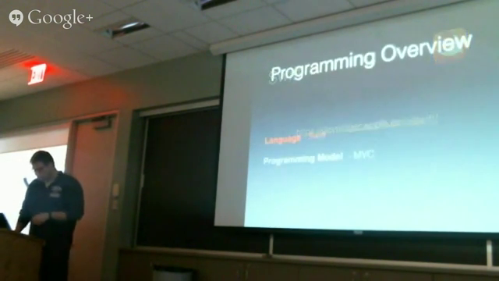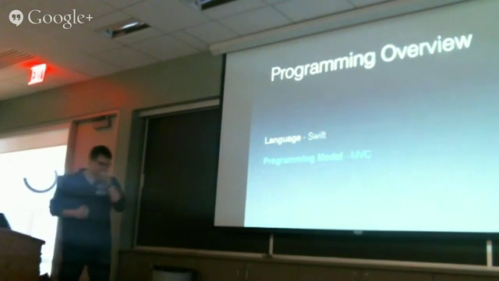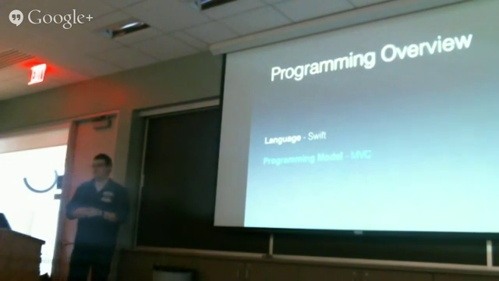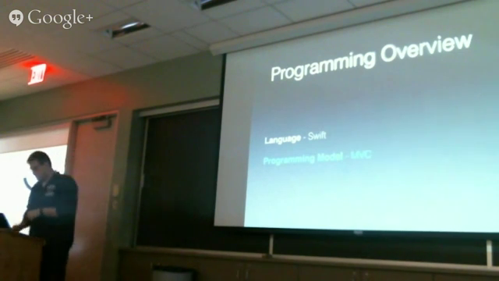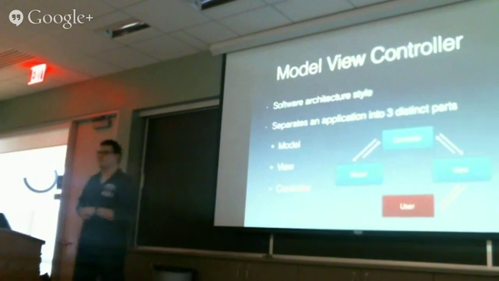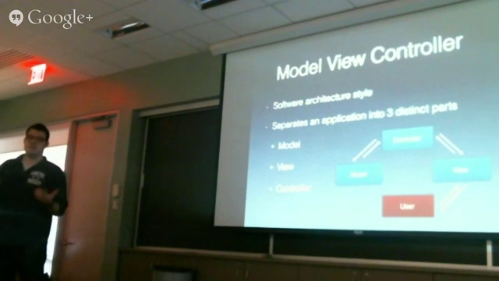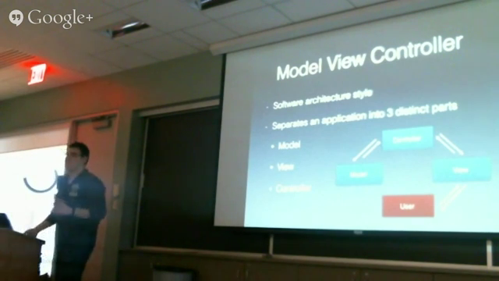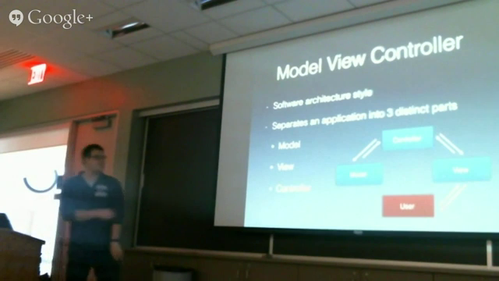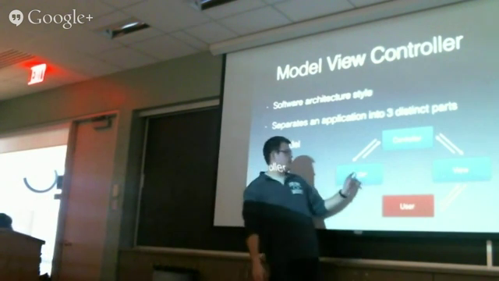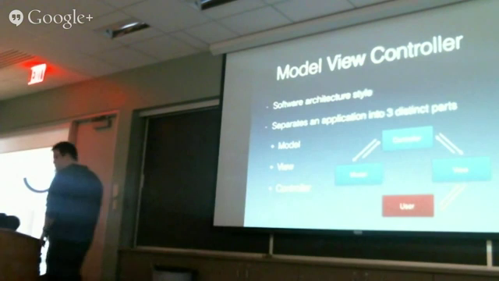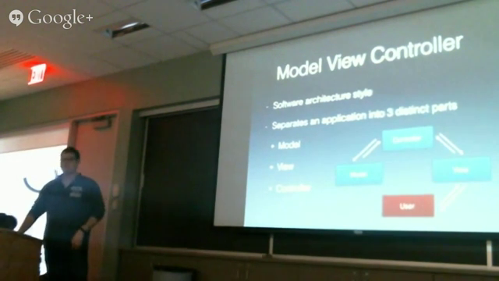All right, next up is a programming model, which is model view controller. Has anyone heard of model view controller before? Model view controller is a software architecture style, where the concept is you break your application into 3 distinct parts: the model, the view, and the controller. Programmers aren't very creative with their names for things. Here we can see the relation between model, controller, and the view, and their relations to each other and also the user. So first up, model.